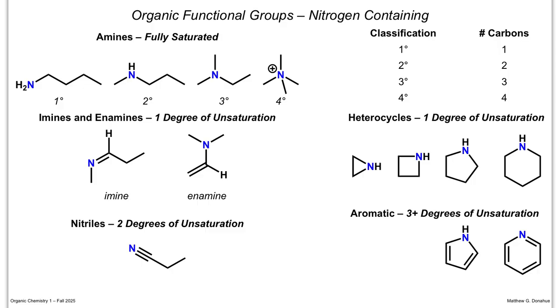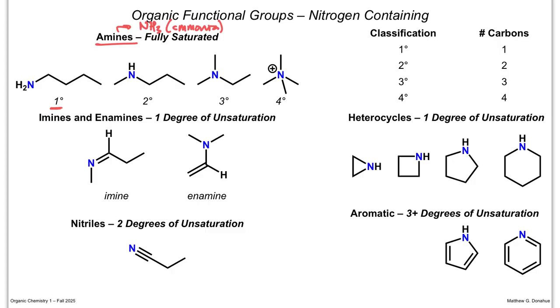The first ones are amines. We can think of those as derivatives of ammonia. We know ammonia is NH3. Really what we're going to do is take one of those hydrogens and substitute it for carbon. And then there are different classes of amines. Shown to the left here is a primary amine. When you see the 1 with the degree sign, we would say that's primary.